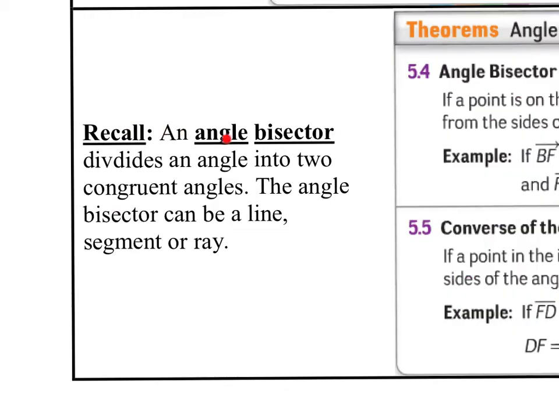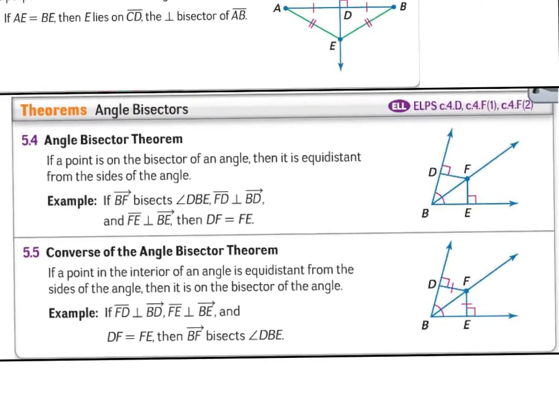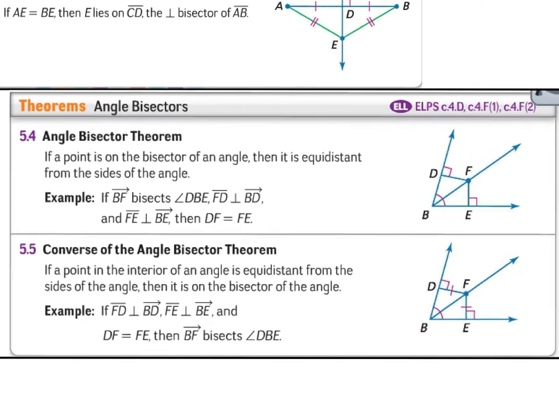Also, recall an angle bisector divides an angle into two congruent angles. The angle bisector can be a line, segment, or ray. So that leads into this angle bisector theorem. If a point is on the bisector of an angle, then it is equidistant from the sides of the angle.